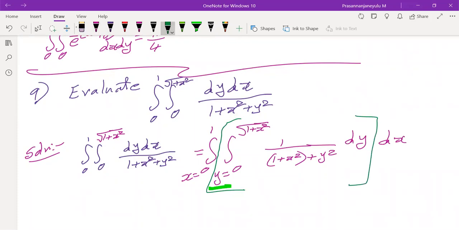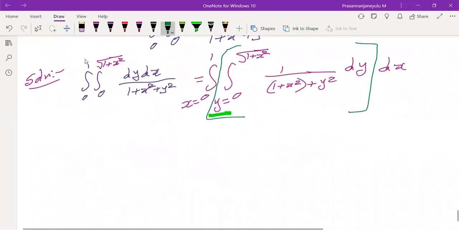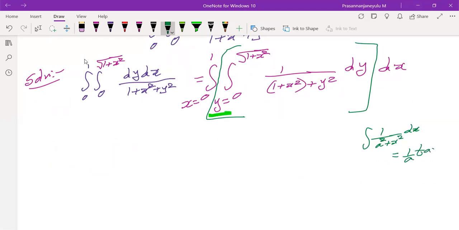Now you have a few formulas in your intermediate. Integration of 1 by a square plus x square dx is equal to what? What is the formula of this one? 1 by a into tan inverse of x by a. But in place of x, what do we have in our question? Y is there.